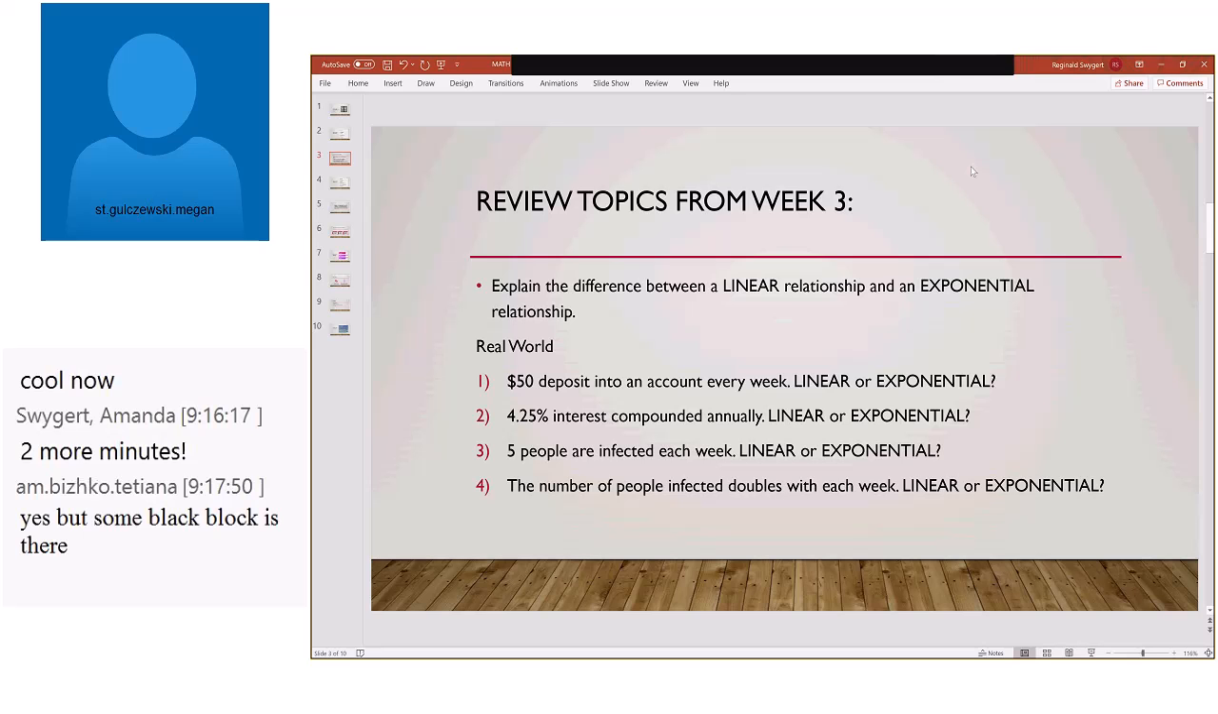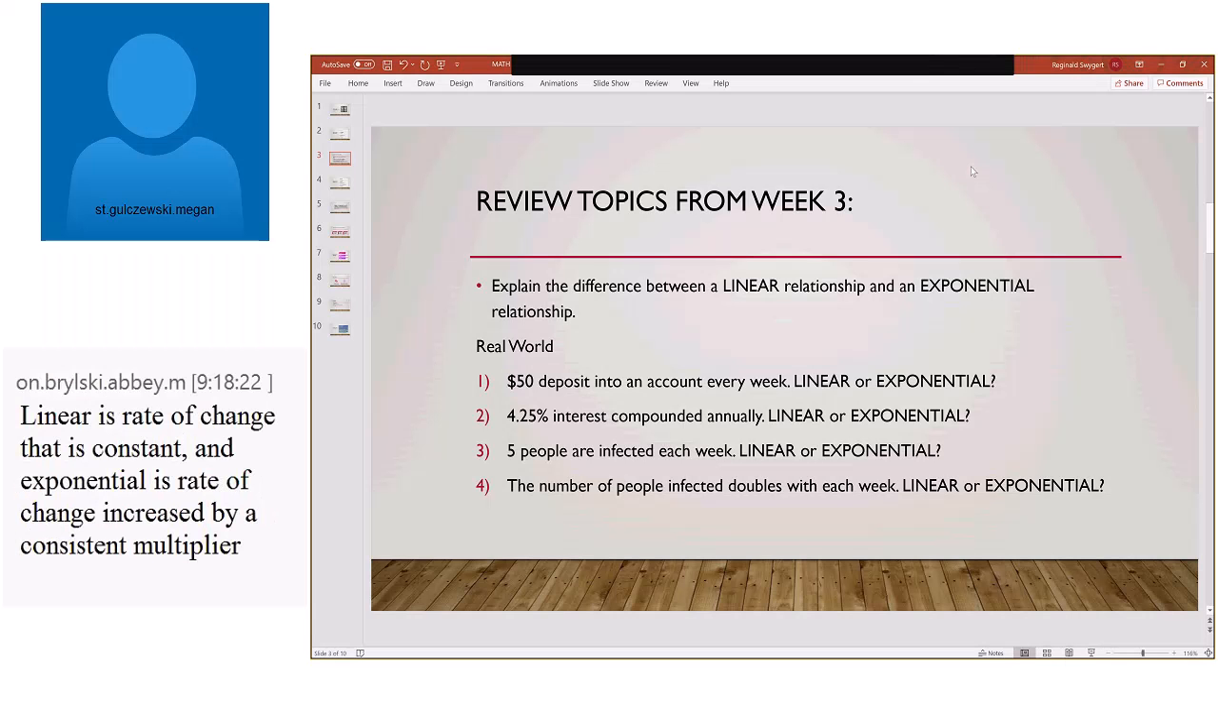Linear is like the straight line, you're adding the same amount continuously, and then exponential. I think this is Megan talking. Megan, I don't know about everybody else, but I can barely hear you. I know you're talking, but it feels like you're real far away. Do you want to try again?